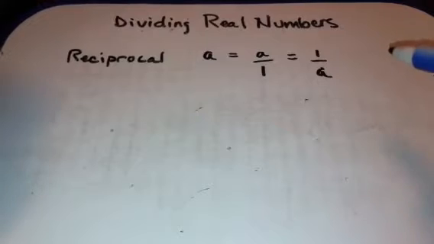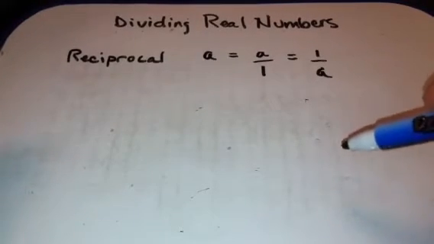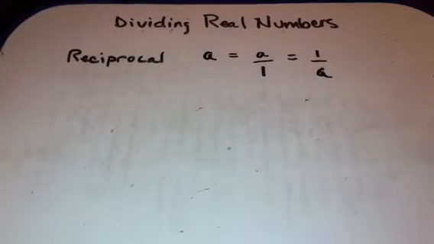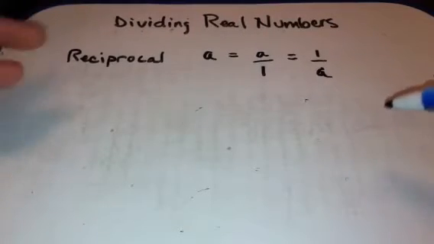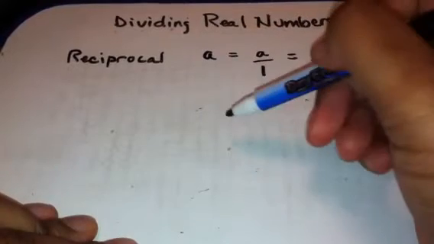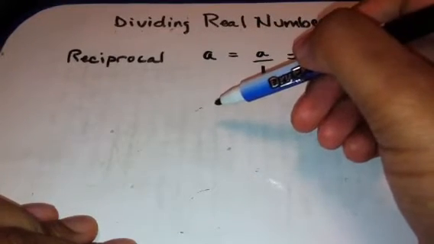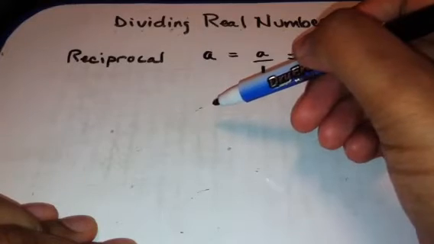Well, what is a reciprocal? This principle applies to real numbers that are not zero. So negative and positive integers, your counting numbers, your whole numbers, these are all the numbers except for zero. And basically, you learn this concept because it's necessary in order to divide.